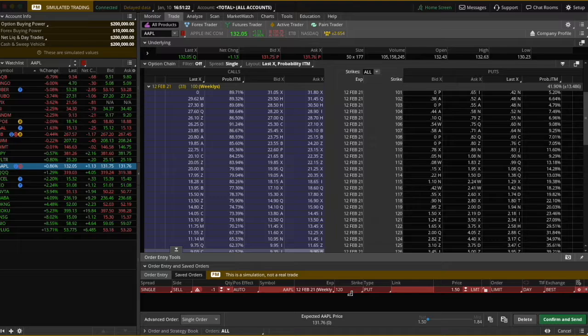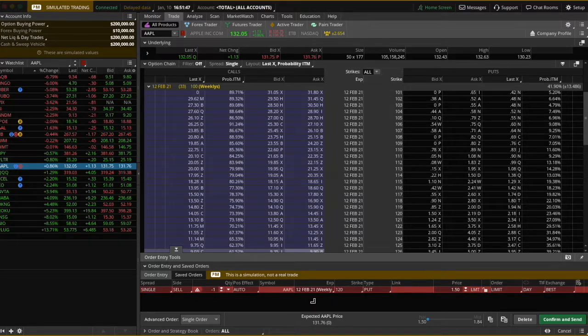Again, what this trade means is that if by expiration date, which is Feb 12, the Apple stock price is not below $120, then you get to keep this premium in your account. Okay?